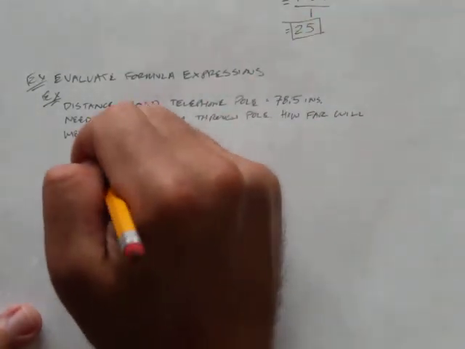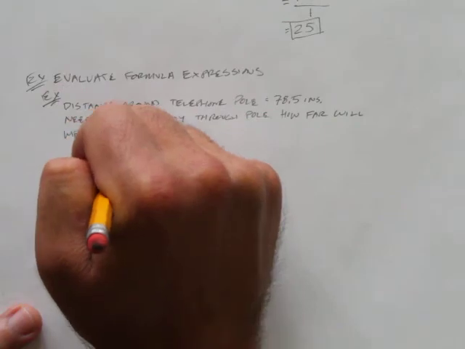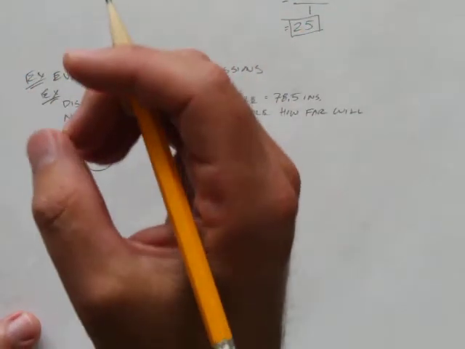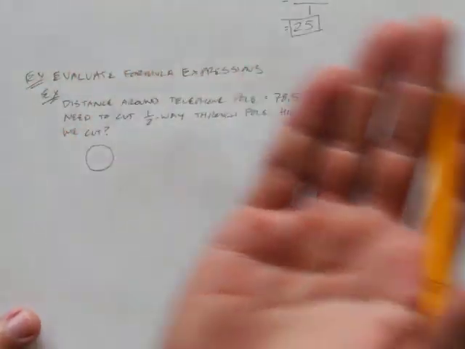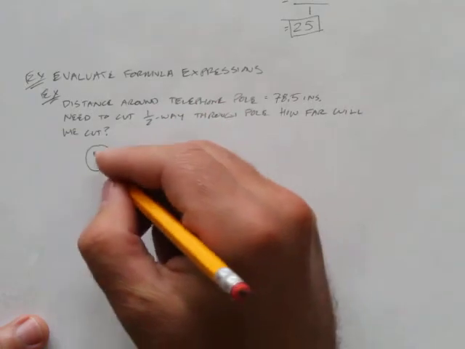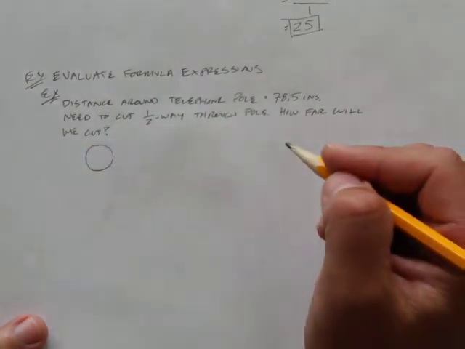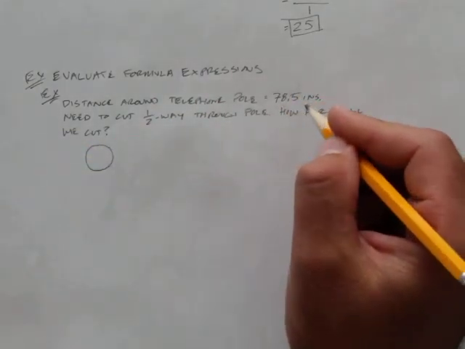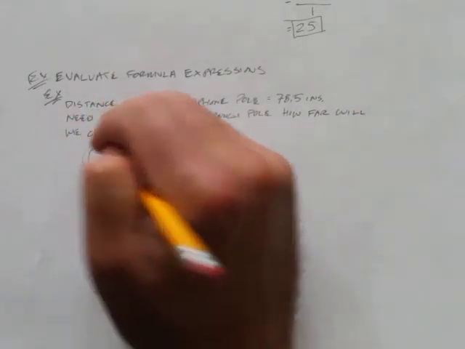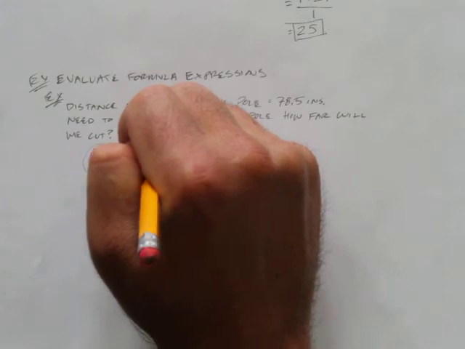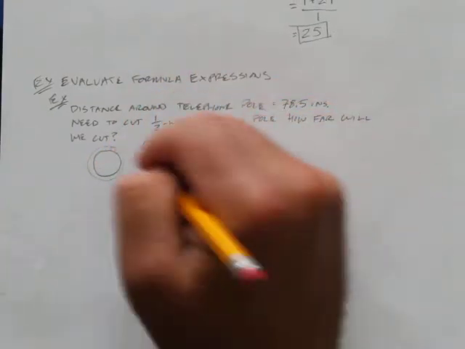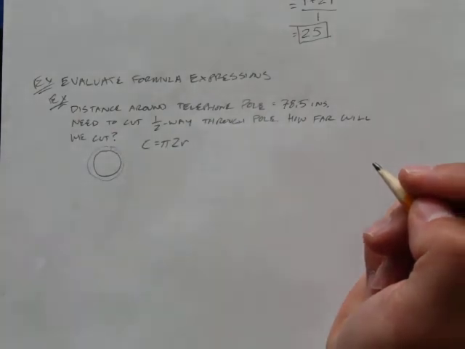Okay, so let's draw this telephone pole. So it's a circle, because we're going to cut it, right? It's a pole in a cylindrical shape, but when we cut it, it's going to be a circle. So we know that all the way around the pole is 78.5 inches. Now, that's the circumference. All the way around the pole once is the circumference. The circumference of a circle is pi times 2r, or pi times the diameter.